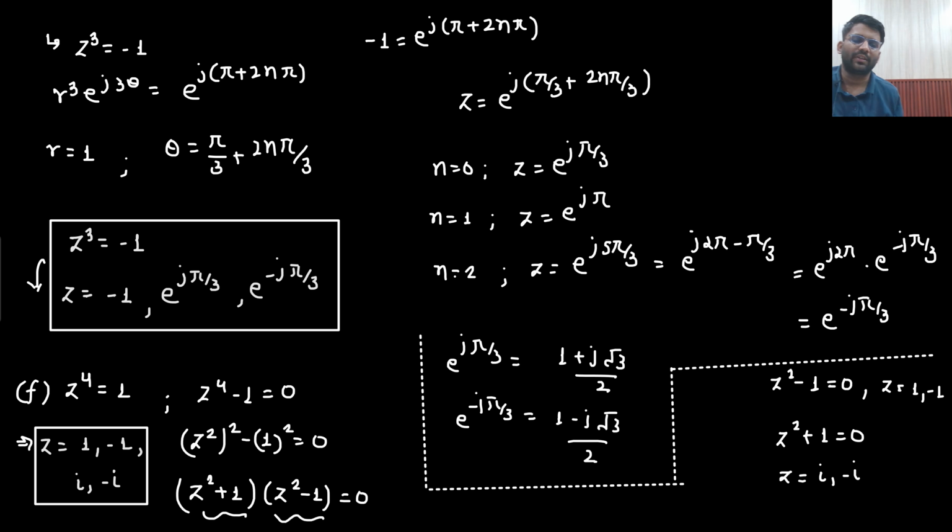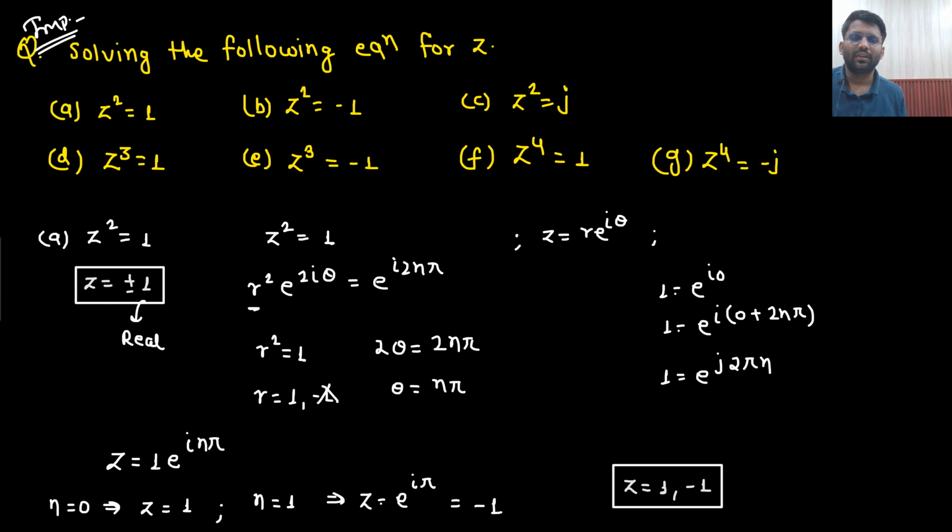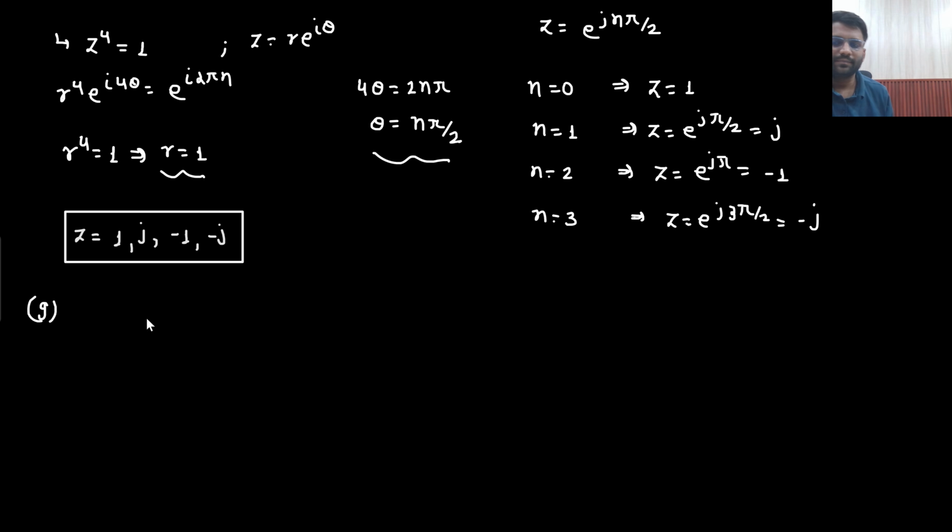Similar answer we got previously as well. So this was your F. A, B, C, D, E, F, G. What will be your G? Your G would be z to the power 4 equals minus j. So z is again r e to the power iota theta, so this will become r to the power 4 e to the power iota 4 theta. What is minus j? Minus j is nothing but e to the power j minus pi by 2.